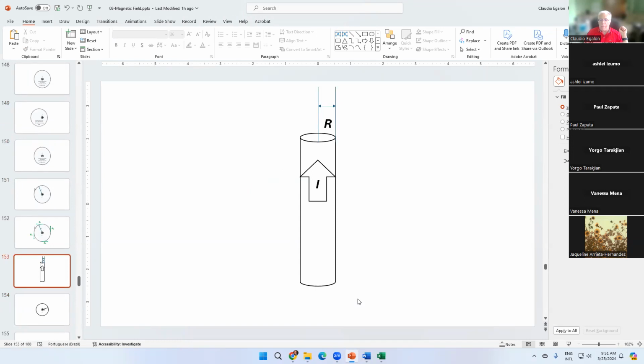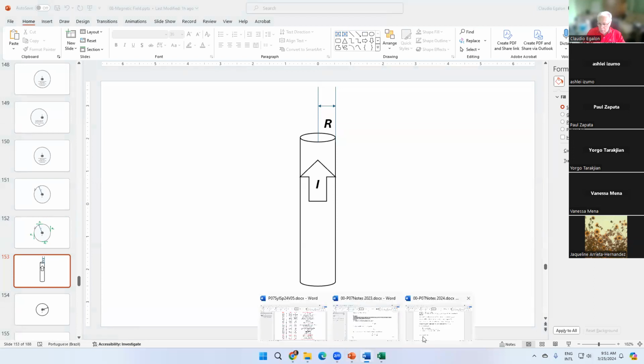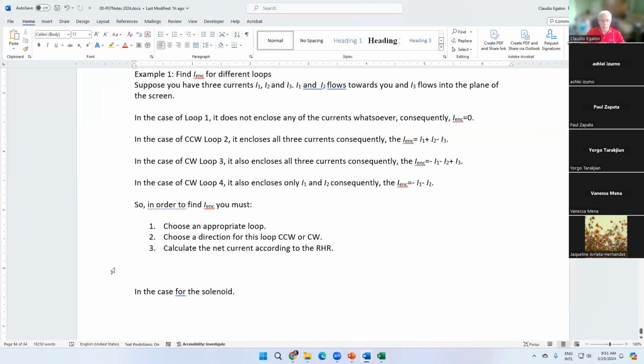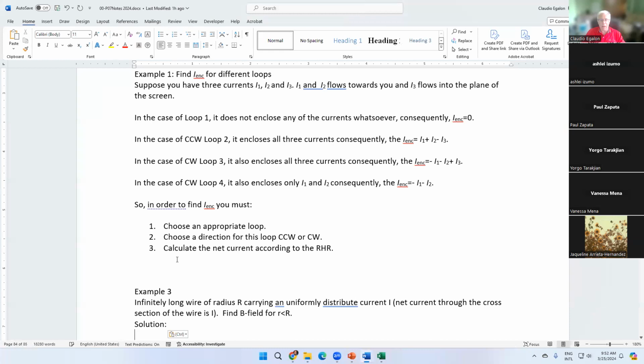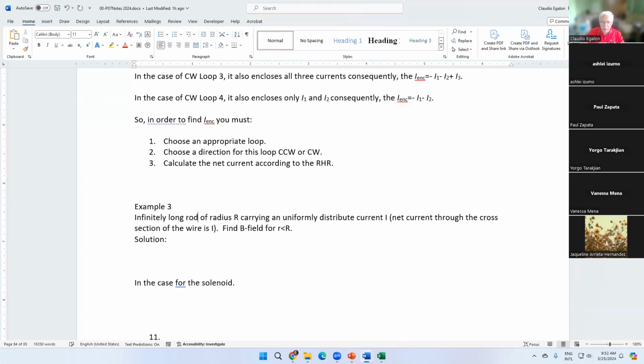I want to do this one as well. A solid wire in which the current is uniformly distributed throughout the cross section of the wire, radius R. It's not an infinitely long wire, it's an infinitely long rod. Before we do the solenoid, let's do this one that's simpler than the solenoid example.